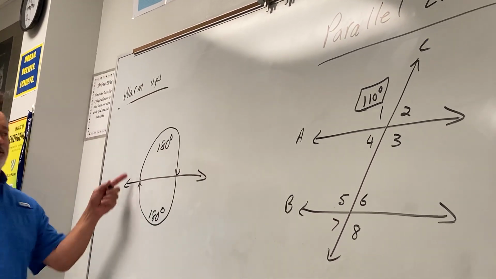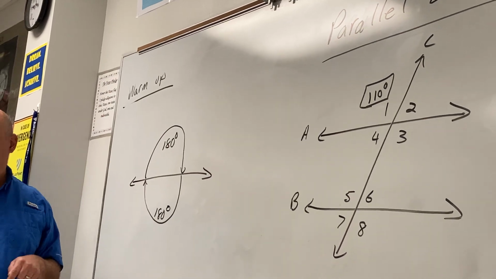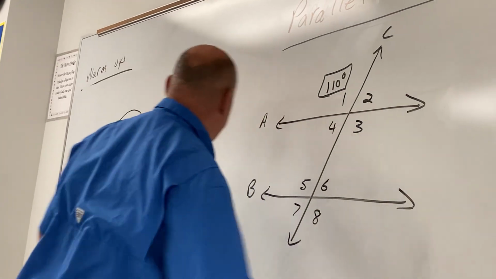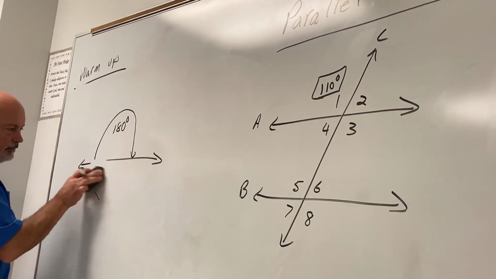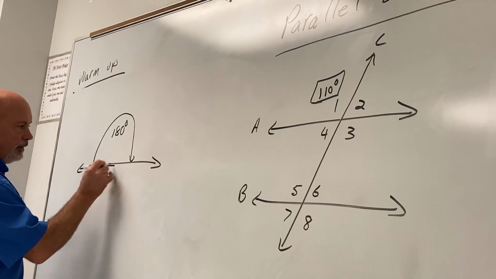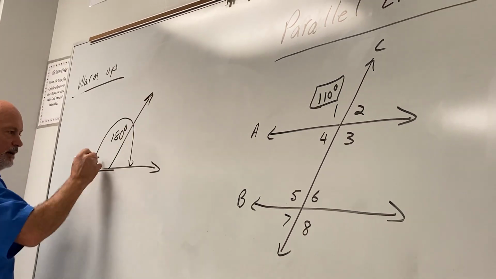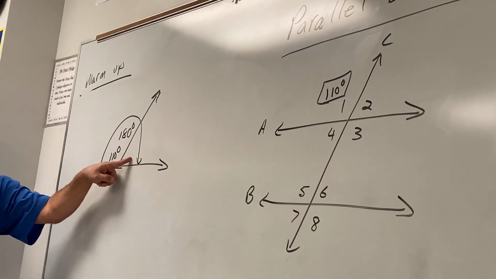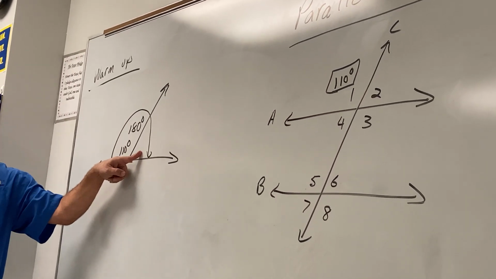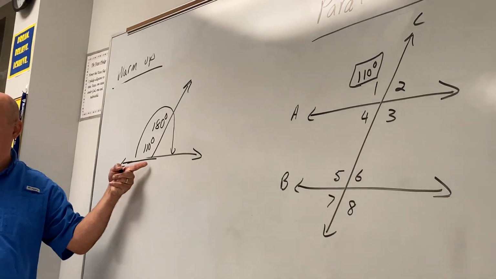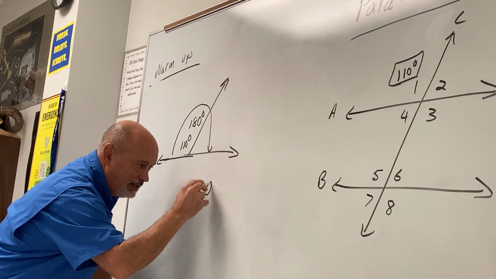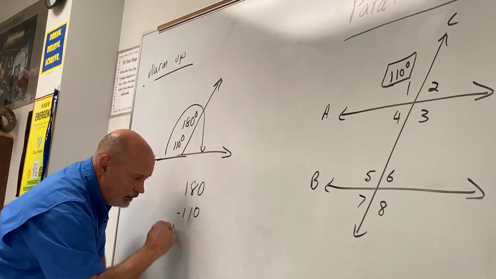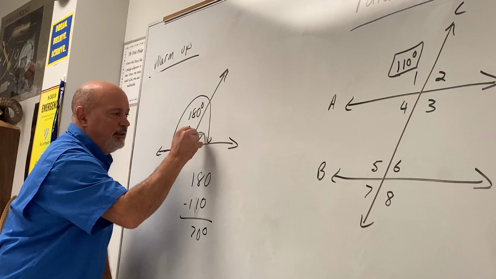So how many degrees are there in one complete circle? 360. Are you with me? But a straight line has 180. So if I know a piece of it is 110, how can I figure out the other side? Subtract it from 180, because a straight line makes 180. So what's 180 minus 110? 70. So do y'all agree the other angle would be 70?